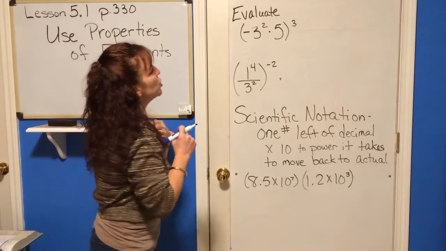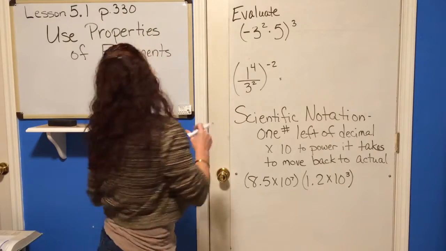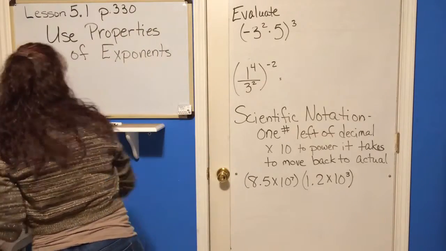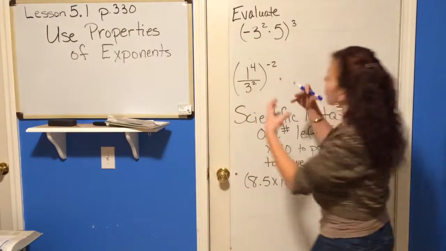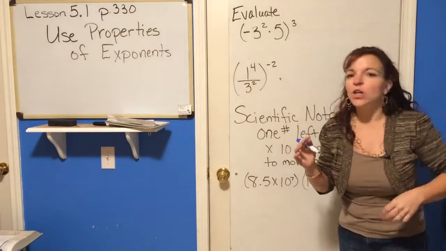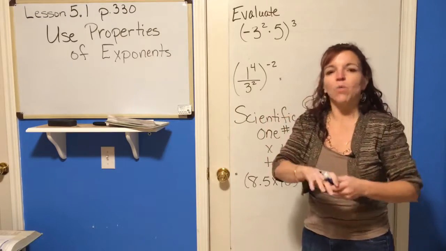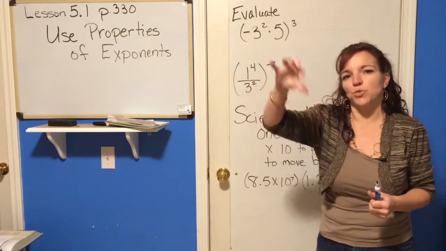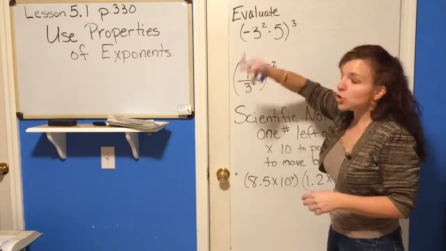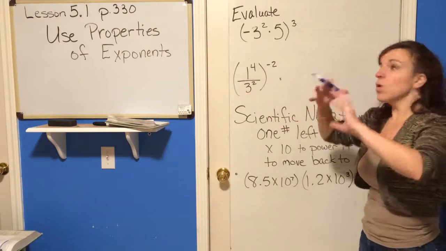The first thing we're going to do with these properties is evaluate, and find out how much these things equal. I know you can just do it all in your head, but I want to see the steps, because I want to see which direction you did it. I want you to use the properties to show what you've done.